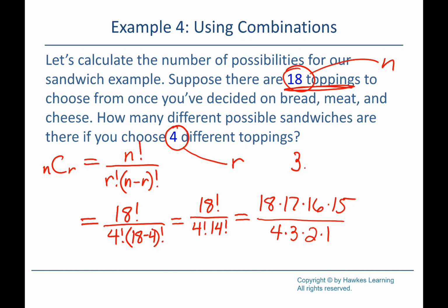That gives us 3,060 different sandwiches. So if we've got 18 toppings, how many different ways can we choose 4 of those toppings? We've got 3,060 different ways to do that.